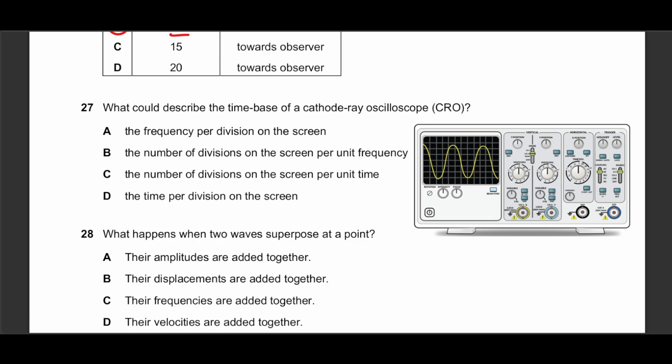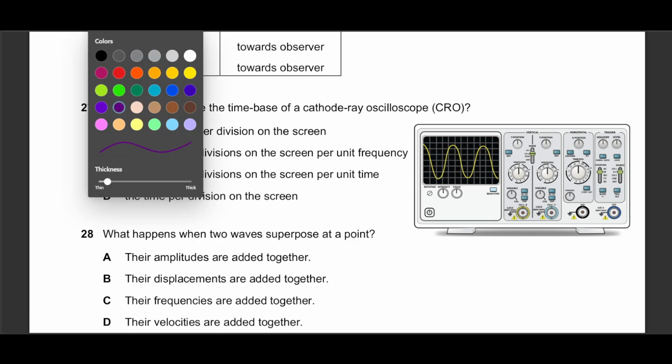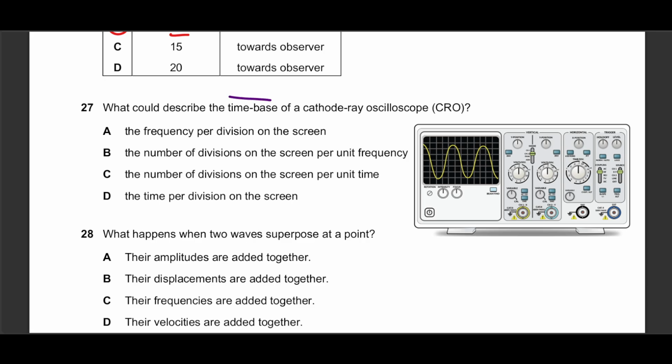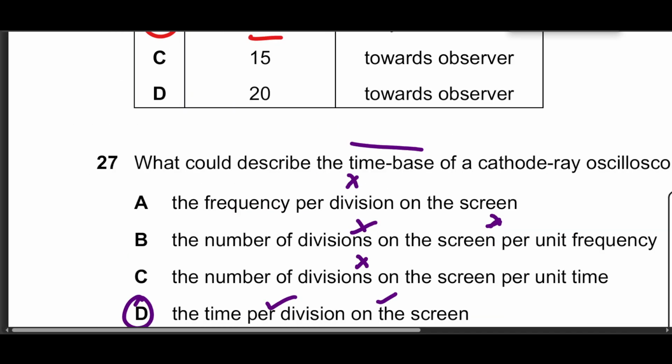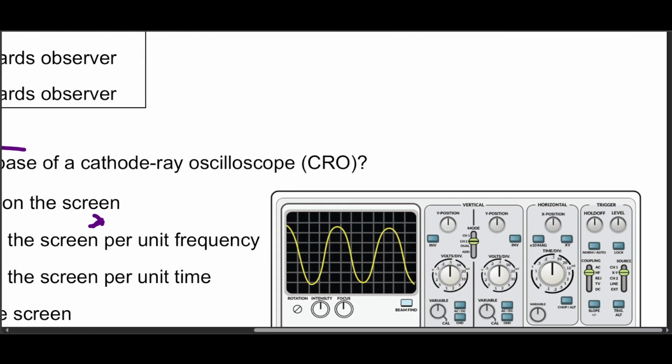Question number 27. Again, based on memory, he says, what could be the time-based setting of the CRO? So he says frequency per division. No, it's not frequency per division. Number of divisions on the screen per unit frequency. Not really. So the number of divisions on screen per unit time. Nope. The time per division on the screen. Yes, this is the right answer. But let me show you by zooming into an image of the CRO. If you can take this from the book as well.